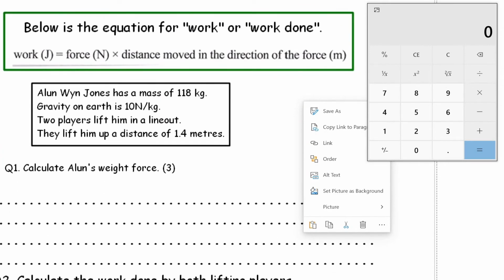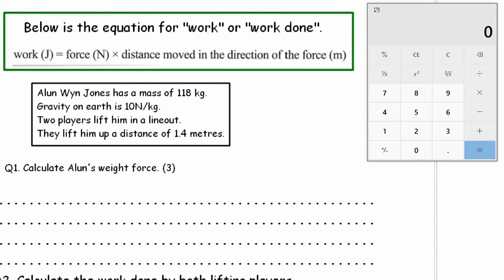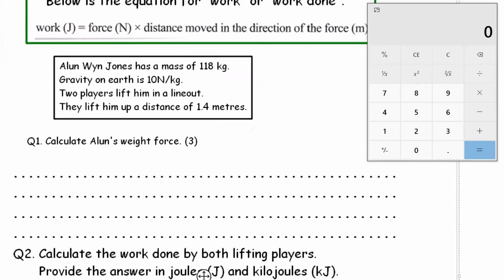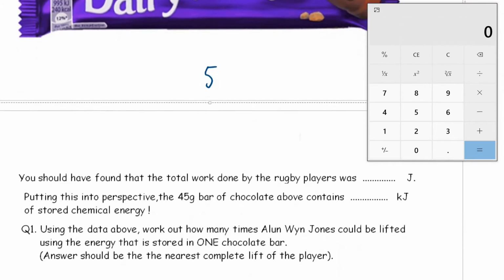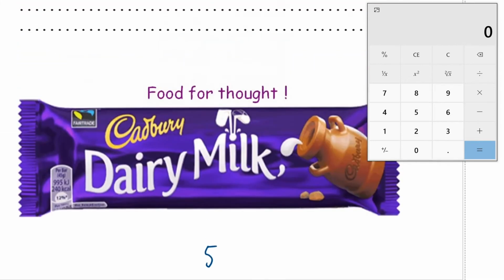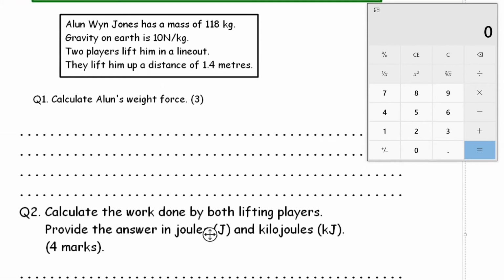Let's look at this equation underneath. This is the equation that, as always, you're given in the exam, but you have to be able to use. I'm going to do question 1 and 2 as an example, and I'll be asking you to do some questions yourself later on. This is almost the same as the example I did above. The only difference is this time they haven't lifted him so high. It's 1.4 meters. G remains the same, his mass stays the same.